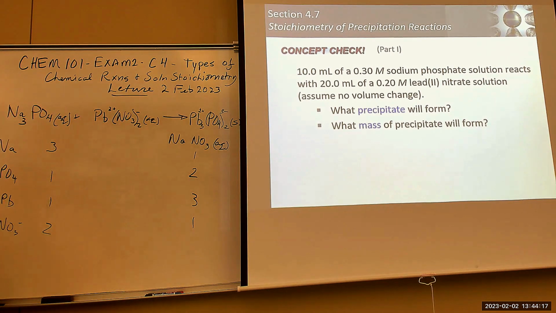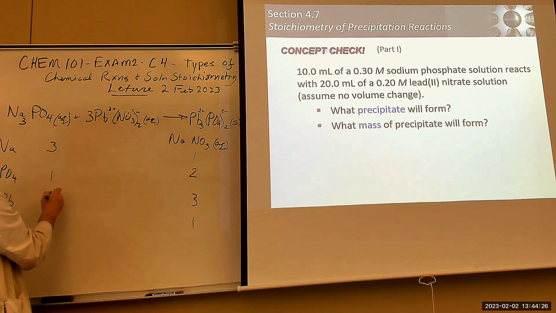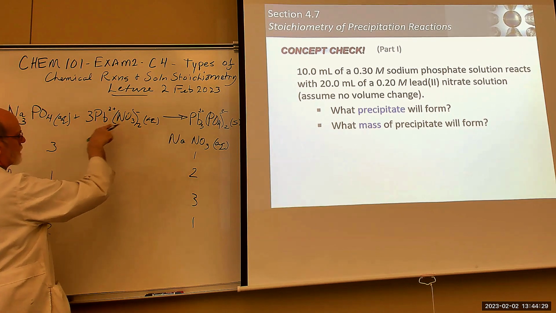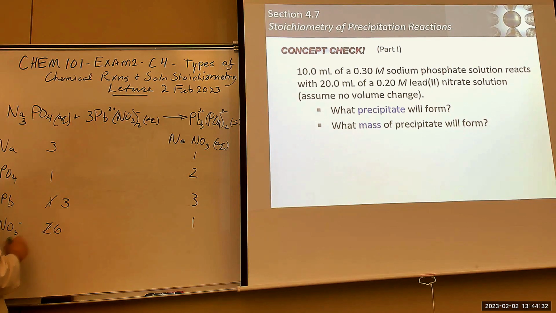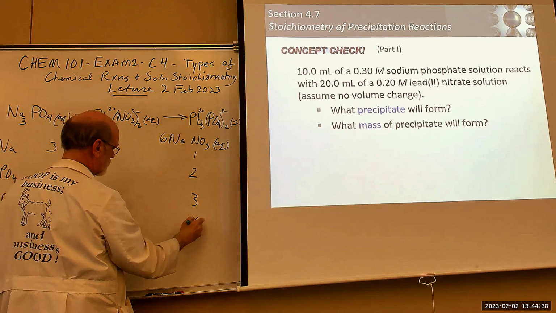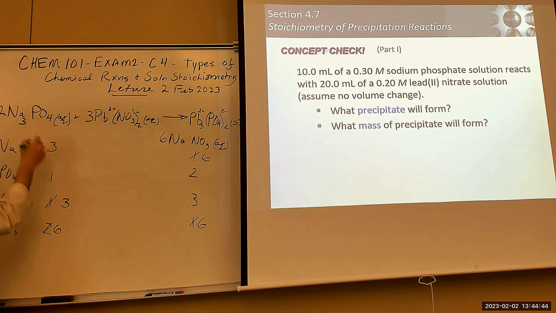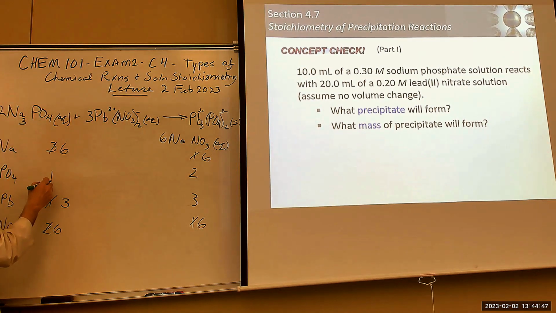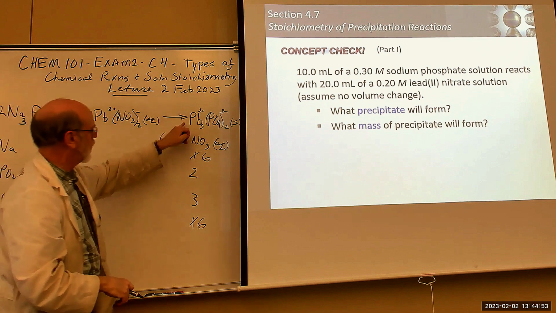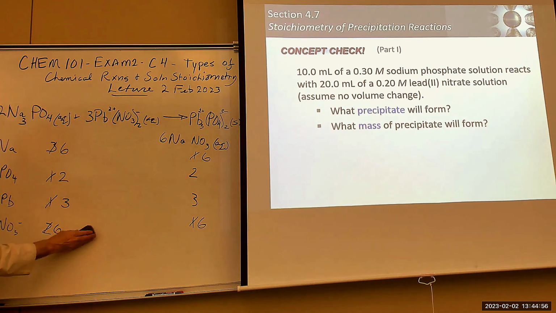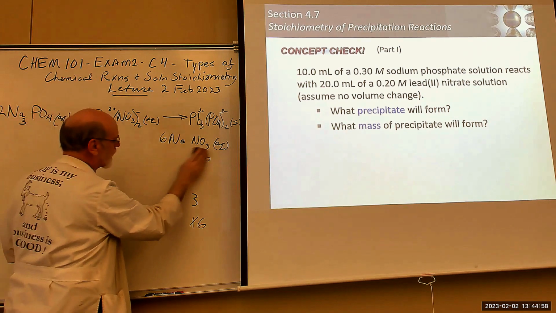Okay. So where do we start? Let's start with lead. Let's make 3 leads here, so that the leads will balance. Now we got 6 nitrates. Okay, so we need 6 nitrates over here. But that gives us 6 sodiums. So now we need a 2 in front of here that gives us 6 sodiums, 2 phosphates. Oh, and we're balanced. So 2, 3, 1, and 6 are the coefficients. Now we've got a balanced equation.